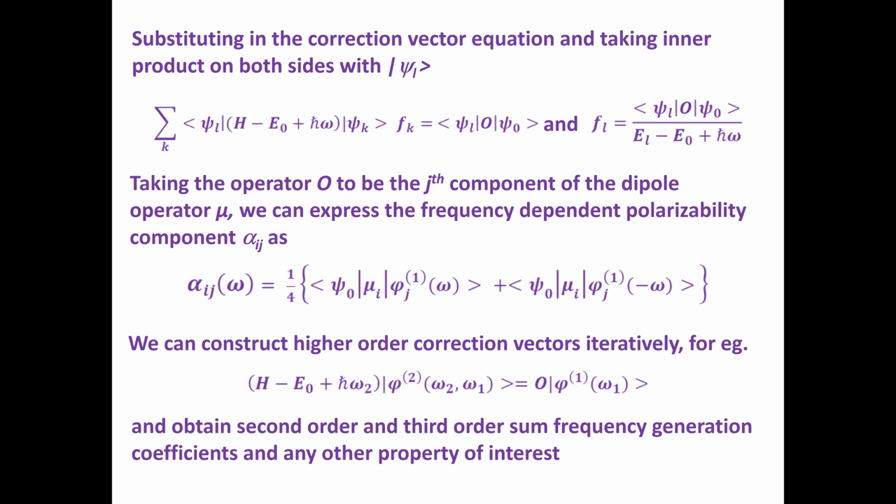That is, you can also define a second order correction vector. The second order correction vector will be phi2 omega 2 omega 1, because I'm going to be operating by O on phi1 omega 1. So omega 1 is already there, and the operator on the left side is h minus e naught plus h cross omega 2. So phi2 now is a function of both omega 2 and omega 1. So there are two frequencies there. So I can calculate again this quantity. If I do the calculation, phi2 can be shown to be a double summation over the excited states of the Hamiltonian.